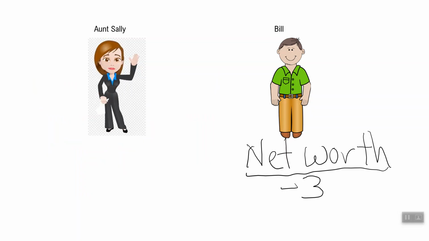Alright, I'm going to take you through a little story here. We have Bill and his Aunt Sally. Bill borrowed some money from a friend so he could get some candy and a drink at the local store. Now his net worth is -3, meaning that he is worth -$3. Aunt Sally's feeling a little bit bad for him and wants to try to get him out of debt so he can get back to a net worth of 0.